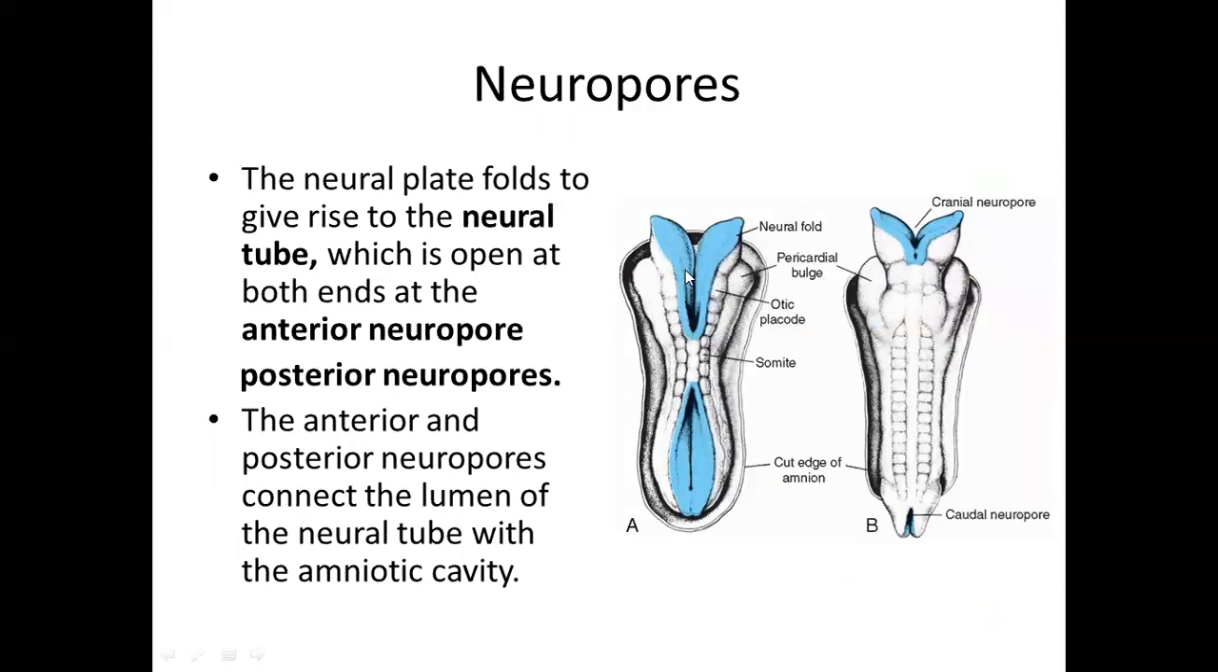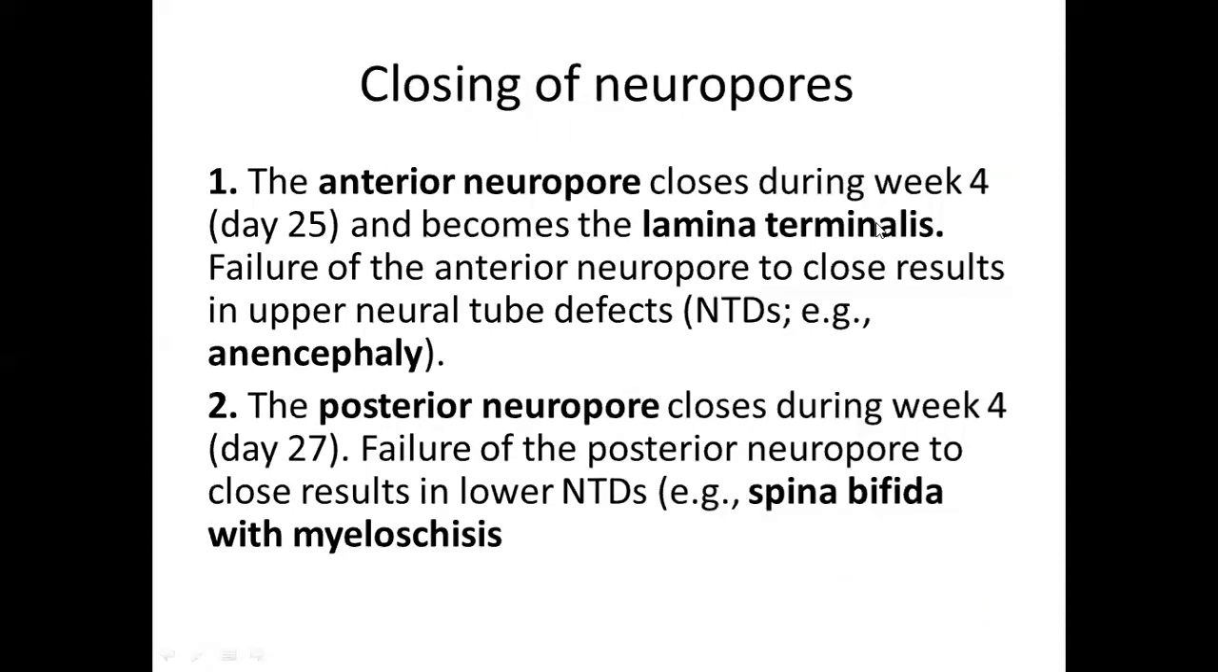So the neural plate will fold to give rise to the neural tube, which is open at both the ends, known as the anterior neuropore and the posterior neuropore. I told you the fusion of the neural tube starts at the level of the fourth somite. And then it commences craniocaudally. So the cranial neuropore will close first at around day 25 and it will become lamina terminalis, right?